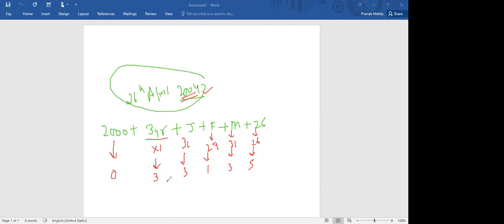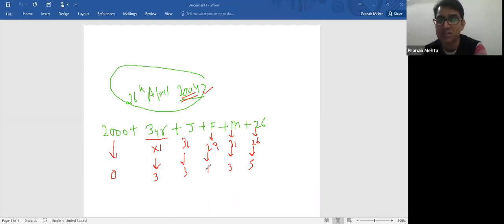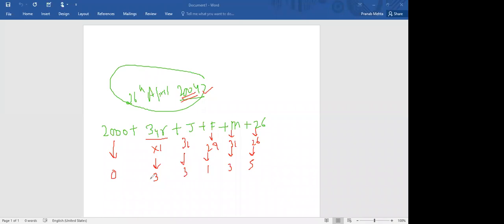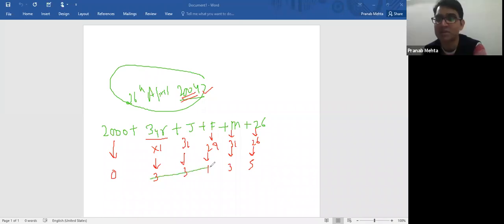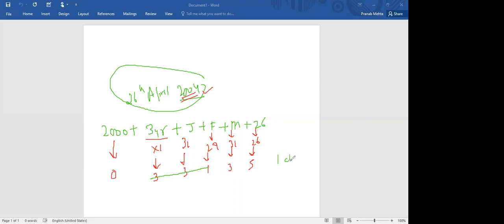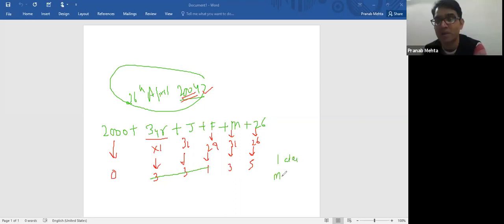Now let us add all these numbers. 3 plus 3, 6, 6 plus 1 is 7. I can remove this immediately if I want. This 7 days forms a week, so I remove it. Now 3 plus 5 is 8 days. In these 8 days also, 7 days can form a week, so I'm left with 1 day. So 1 day means it has to be Monday.